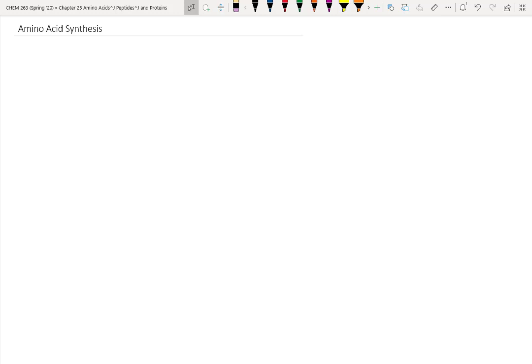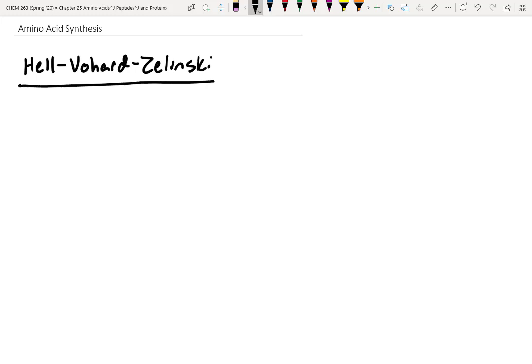Okay, the next topic we're going to look at is amino acid synthesis. This can be used to make natural amino acids or even unnatural amino acids, which is under a lot of investigation now. There's a lot of cool research being done with custom polypeptides that include non-natural amino acids. And the first way we can do this is using the Hell-Volhard-Zelinsky reaction.